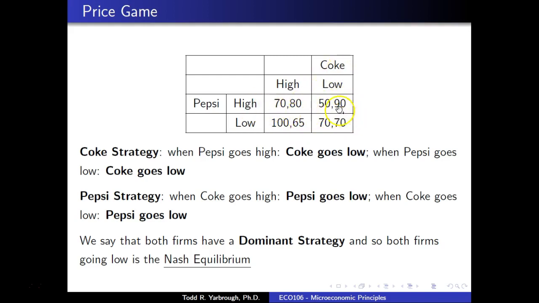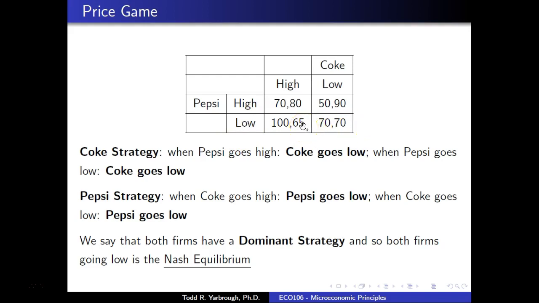So if Pepsi chooses high, we're in one of these two quadrants. Coke chooses high, gets 80, chooses low, and gets 90. Now here, payoffs are profits, so the higher the number, the better. And so we can see that when Pepsi chooses high, Coke wants to choose low because 90 is higher than 80. Now, when Pepsi chooses low, Coke once again has an incentive to pick low because 70 is greater than 65.